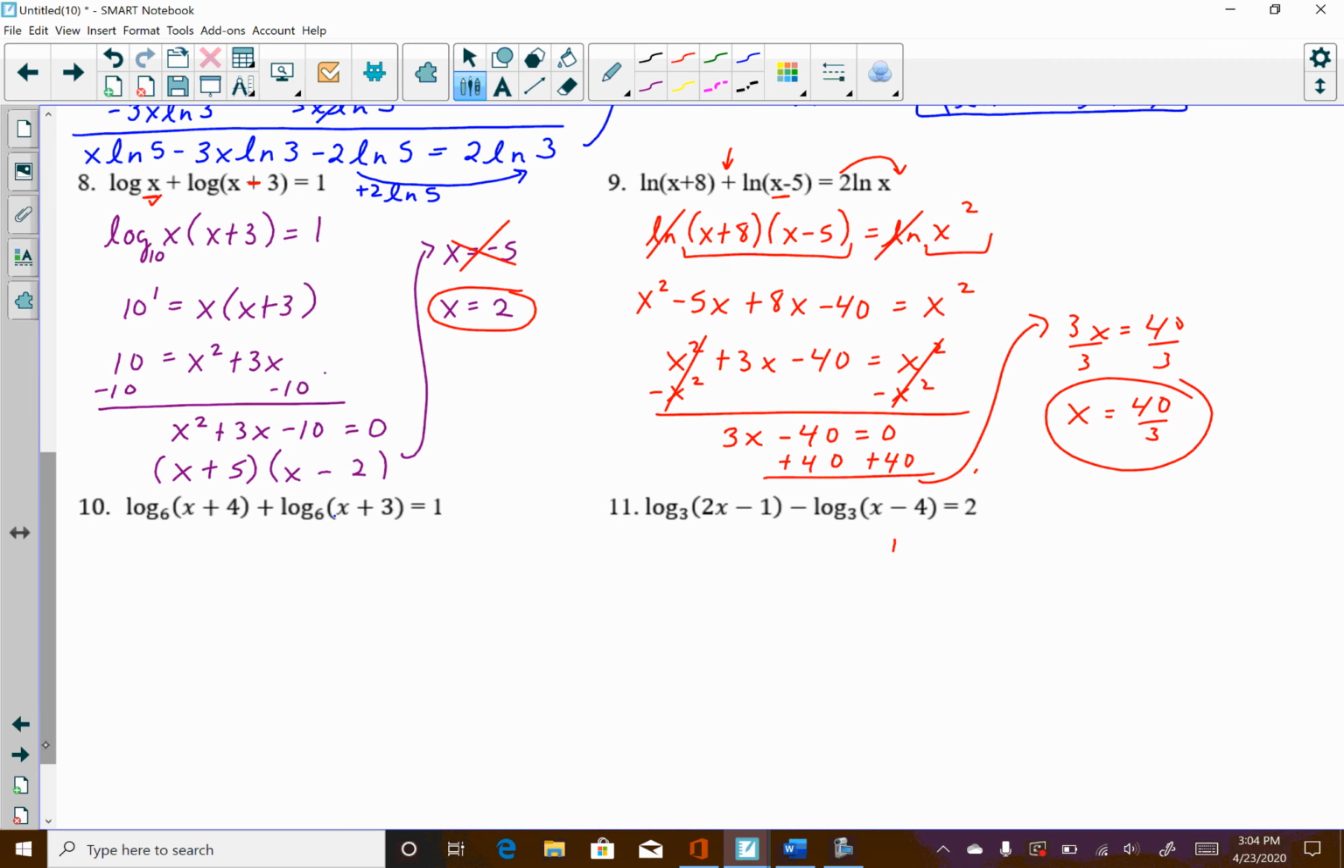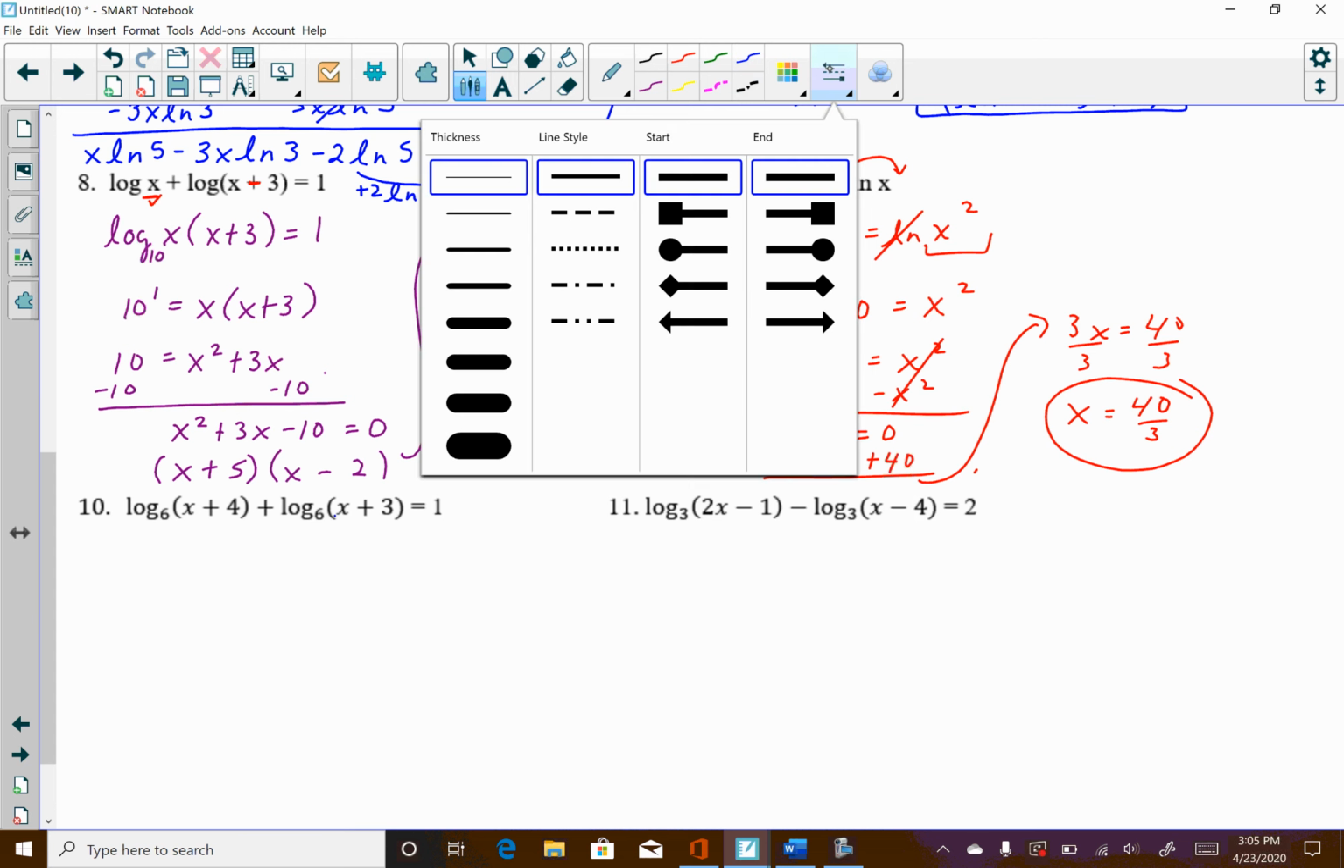Number 10 is exactly like number 8, so I'm going to let you try that one. If you like, go ahead and stop the video now or try it later and check your answer on the solution key, but you should be able to do that one with what you've seen. Let's come on down and let's look at number 11.